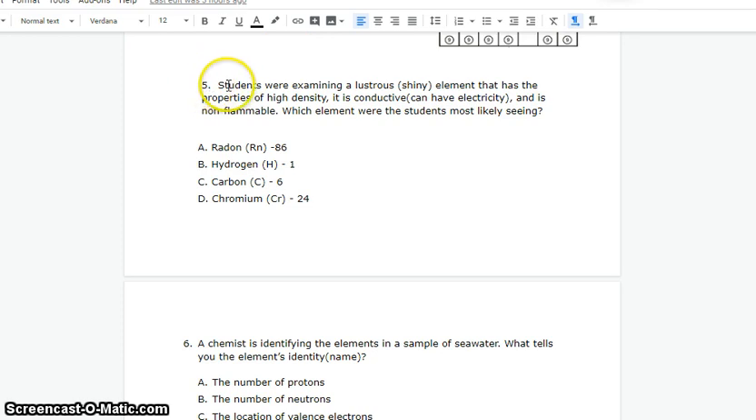Number 5. Students were examining a lustrous, which is shiny, element that has the properties of high density, is conductive, which means it can have electricity go through it, and is non-flammable. Which element were the students most likely seeing? So it's shiny. Think of metals, metalloids, and non-metals. It is not A. Is it B, hydrogen, atomic number 1, C, carbon, atomic number 6, or D, chromium, atomic number 24?